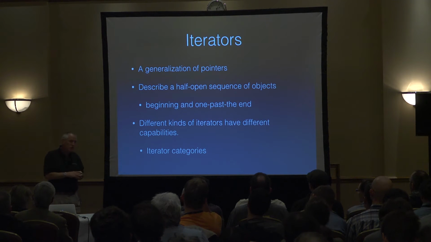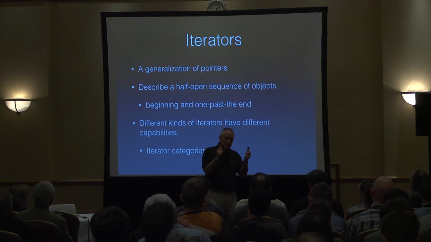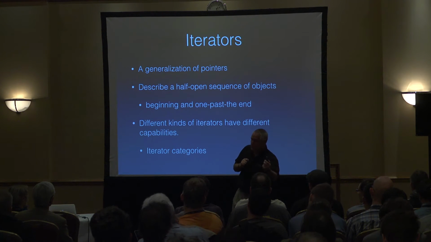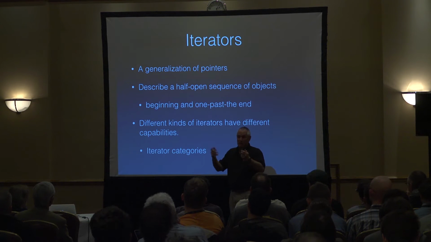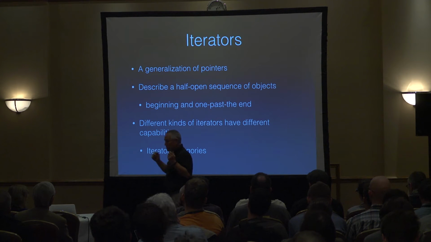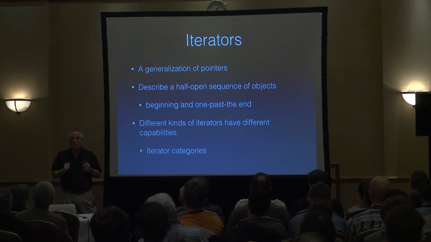Basically, the thing that runs throughout the standard library, the basic concept of a sequence, is a pair of iterators that point from the beginning of a sequence to one past the end. Most of you experienced programmers have seen this a lot, but there are probably a few people in the room for whom this is new, so I'm going to go through this reasonably quick. It's a half-open sequence.